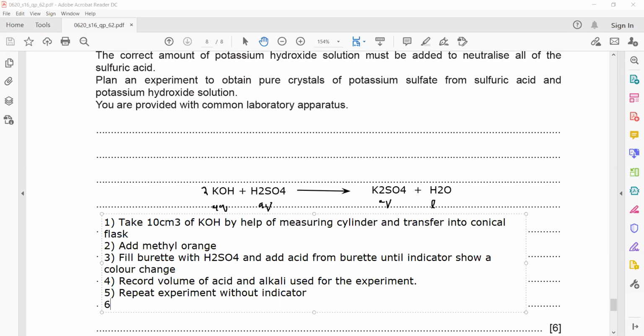Now we have a salt solution. How to obtain a soluble salt from the solution? The technique which we use, that is crystallization. So you will explain now crystallization. So heat and concentrate the salt solution. So we are heating it and then we are concentrating the salt solution. Then we will cool until the point of crystallization.